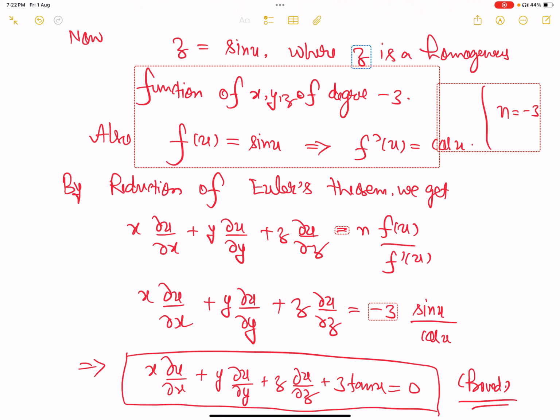So in this lecture, we have seen a reduction of Euler's theorem, and we have done two examples.